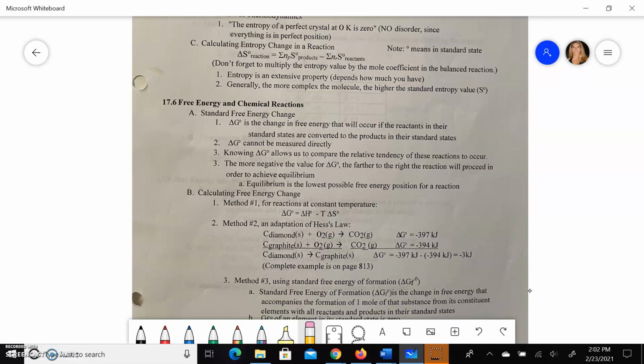The reason we're studying delta G and Gibbs free energy is because it allows us to compare what kind of reactions tend to occur. So again, we're looking at how spontaneous they are. So remember, the more negative the value for delta G, the more it's going to be spontaneous in the forward direction, which means the farther to the right the reaction will proceed as it reaches equilibrium. And again, equilibrium is the lowest possible free energy position. That's where delta G is equal to 0.